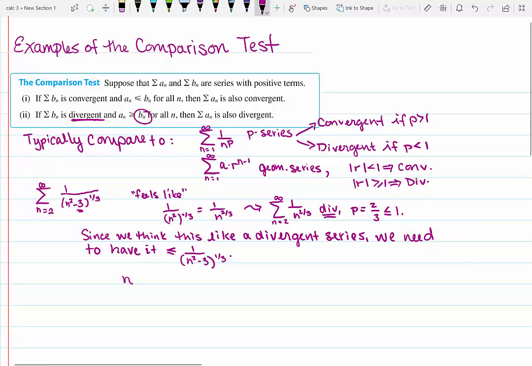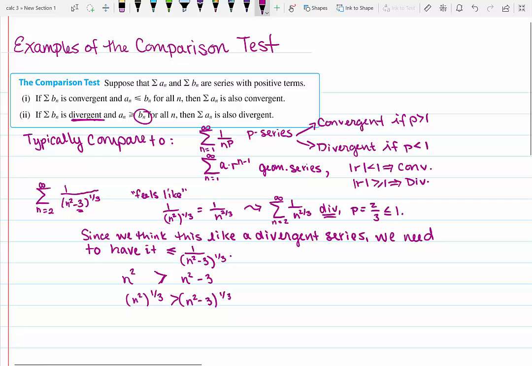Okay, n to the 2/3. If I compare that to n squared minus 3 to the 1/3, just off the bat, that might be hard. But if we step back a step, n squared is going to be bigger than n squared minus 3, so n squared is always bigger than n squared minus 3. Well then, since the cube root function itself is increasing, n squared to the 1/3 power will be greater than n squared minus 3 to the 1/3 power.